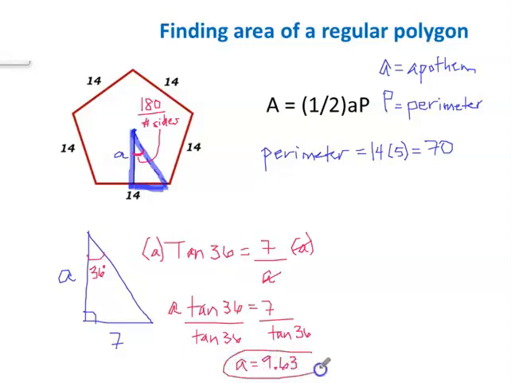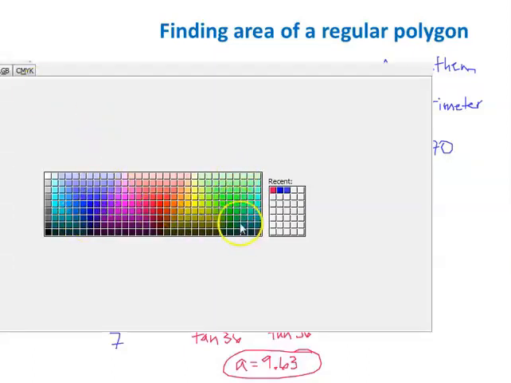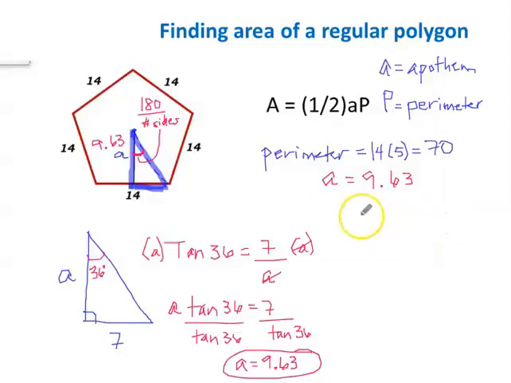That's my apothem. So I have just found that the apothem is 9.63. I have the perimeter, and now I have the apothem, so I'm ready to go ahead and plug all those values into the formula for area. So let's go ahead and do that. Area, we know, equals 1/2 apothem times perimeter. The apothem is 9.63 and the perimeter is 70.